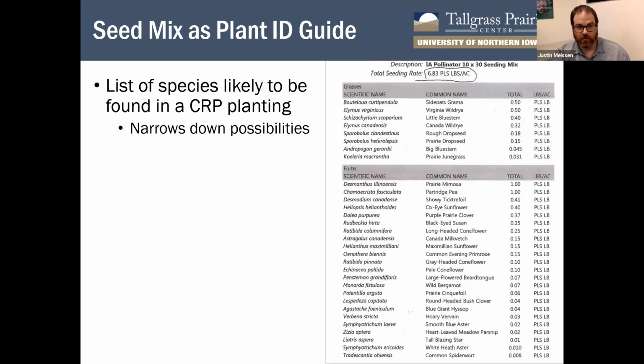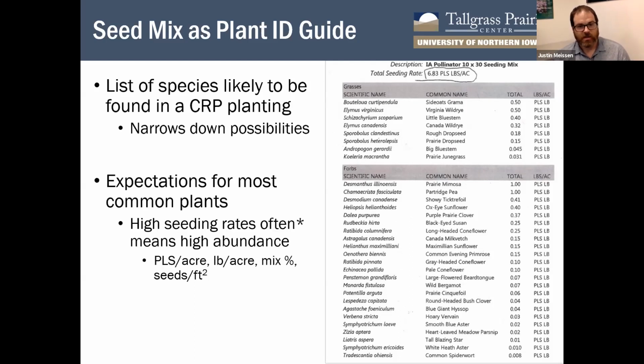So Newcombs has over 1,000 different plants in it, and the seed mix is going to narrow the possibilities down to 30 or 40. Of course, this doesn't account for the weeds, but it's still very helpful. The other thing seed mixes can help with is that we can use them to set expectations for how commonly we should find plants in the mix.